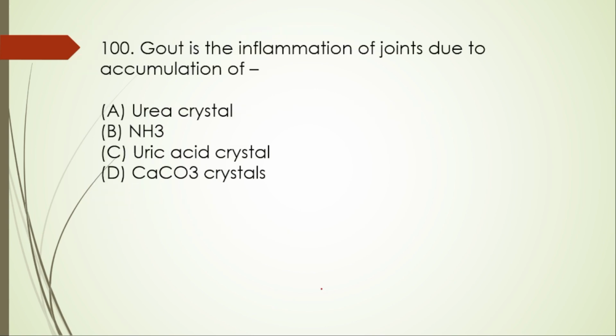Next, centuryth question, that is 100th one. Gout is the inflammation of joints due to the accumulation of A. Urea crystals, B. Ammonium, C. Uric acid crystals, D. CaCO3 crystals. So here the right option is C. Uric acid crystals.